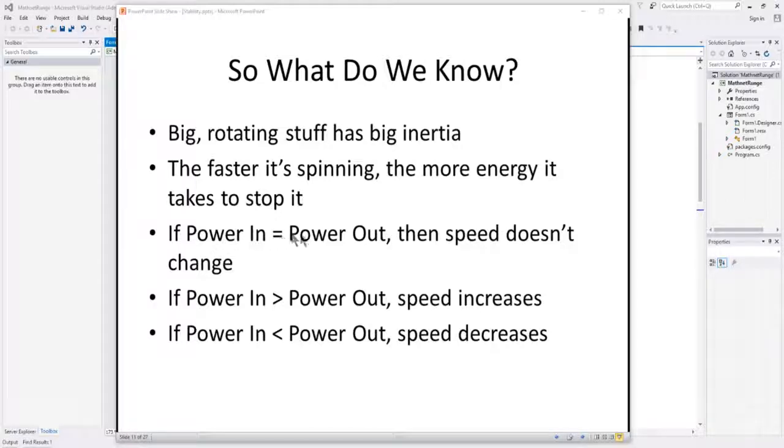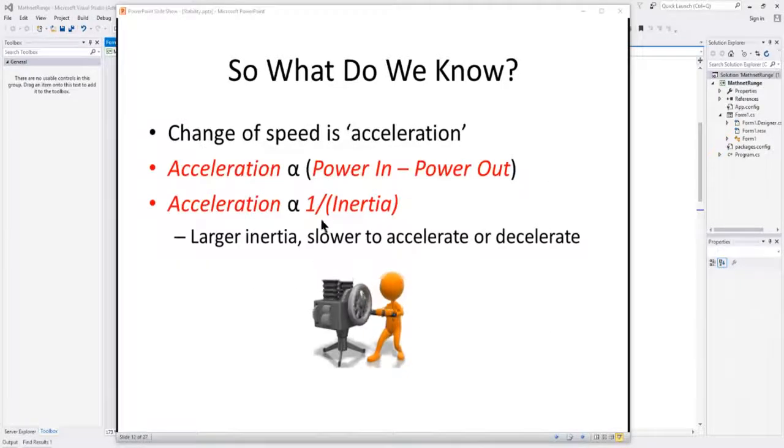If the power in equals the power out, if they're balanced, then the speed isn't going to change. If the power in is greater than power out, speed will increase. And if power in is less than power out, the speed will decrease. We already saw that with the guy turning the crank. We also know that a change of speed is called acceleration or deceleration. And from what we saw with the guy with the crank, the change in speed, or acceleration, is proportional to the difference between the power in and power out.